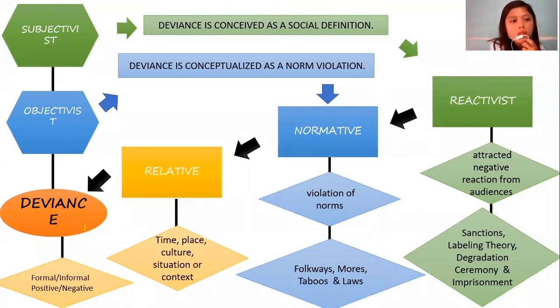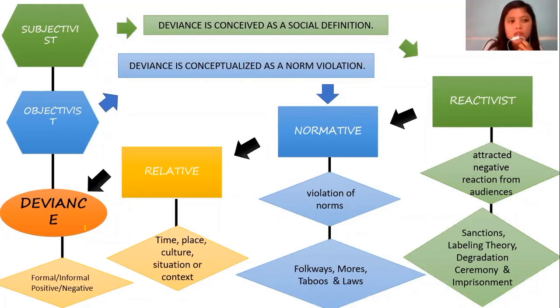So another way of defining deviance is through the objectivist and subjectivist approach. So first, the objectivist approach conceptualizes deviance as a norm violation. So in an objectivist view, deviant behavior has certain characteristics that are observable and measurable through indicators such as the perceived harmfulness of the act, the rarity of the act, the negative reaction that comes from that certain act, and the norm violation itself.